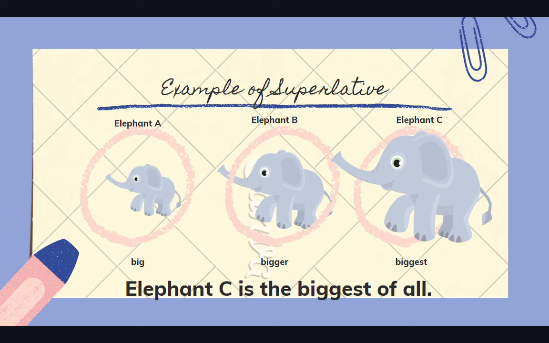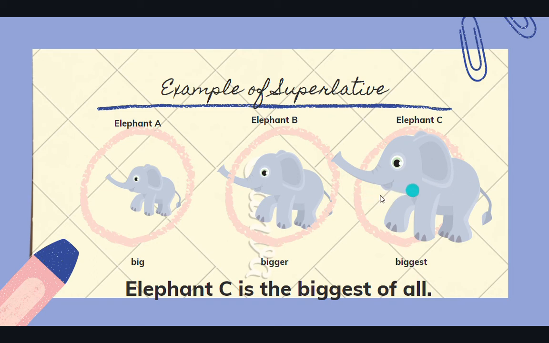contoh penggunaan superlative adjective. Okay, as you can see in this picture, there are how many? Yes, very good. 3 elephants. 3 gajah. 1, 2, 3. Elephant A, elephant B, and elephant C. Elephant A is big. Elephant B is bigger. Dia nampak lebih besar daripada elephant A. And elephant C is the biggest.